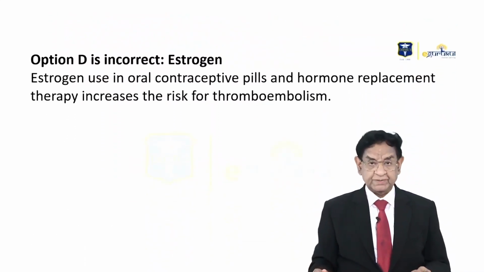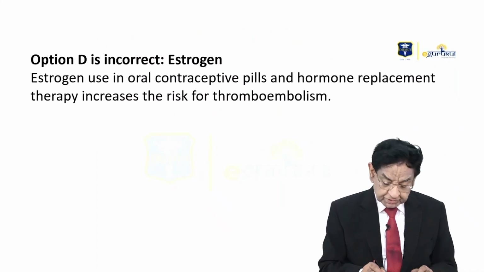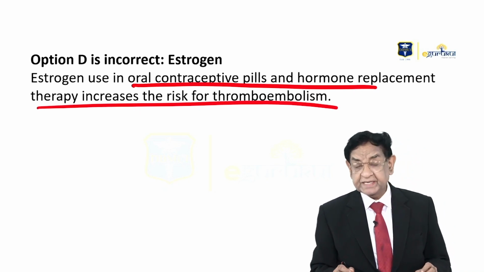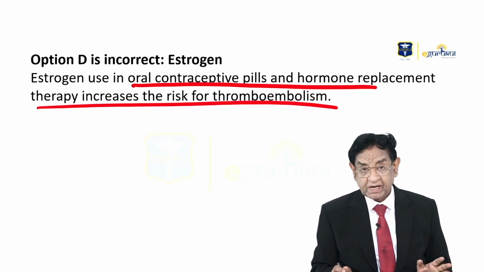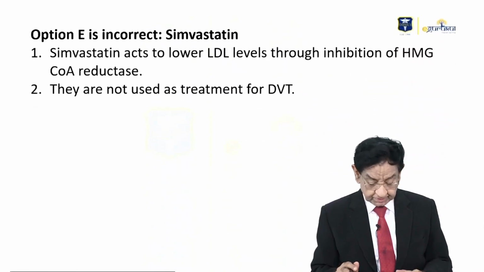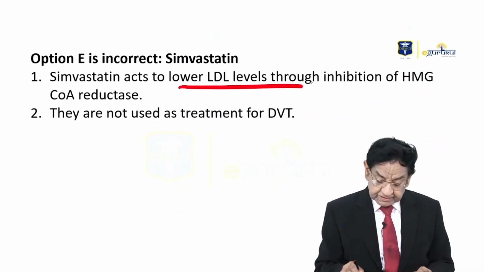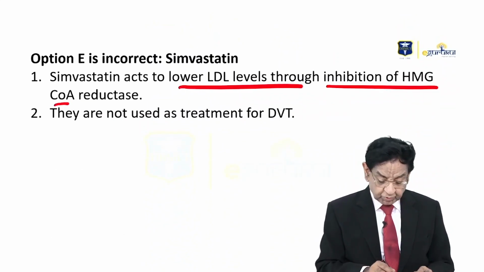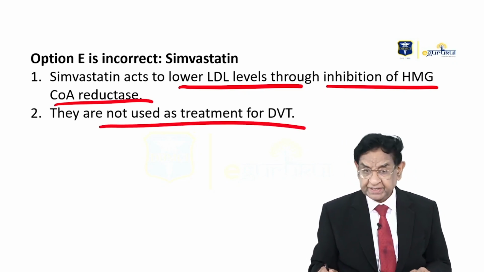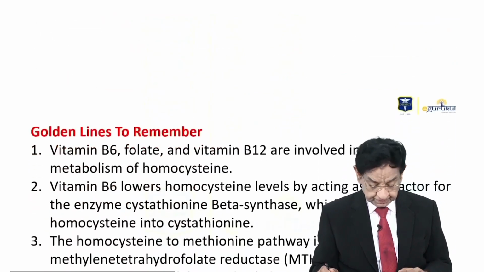Let's look at the other options. Estrogen is used in oral contraceptive pills and hormone replacement therapy, and there is an increased risk of thromboembolism. Moreover, it is not going to reduce homocysteine level. So this option is totally ruled out. Simvastatin reduces LDL; it is an HMG-CoA reductase inhibitor. It is not used in the treatment of deep vein thrombosis.